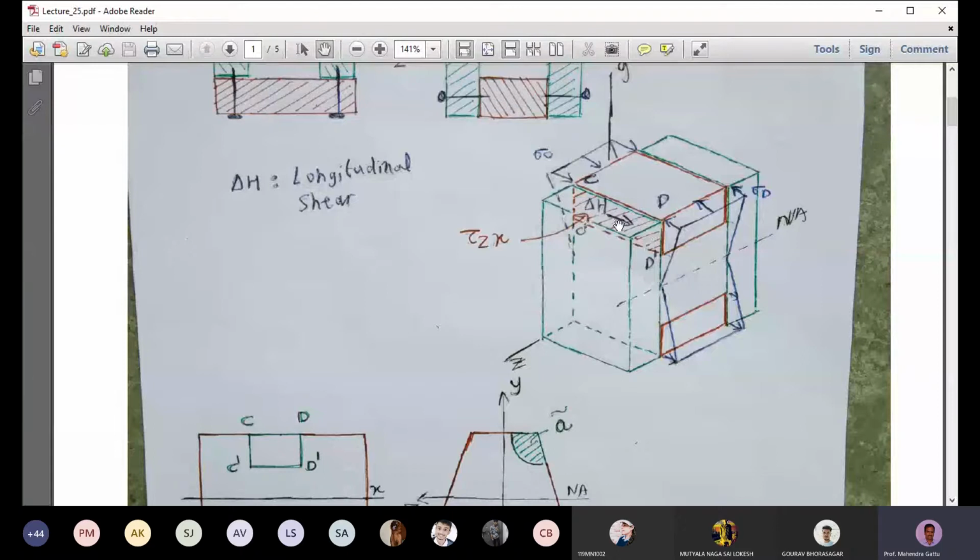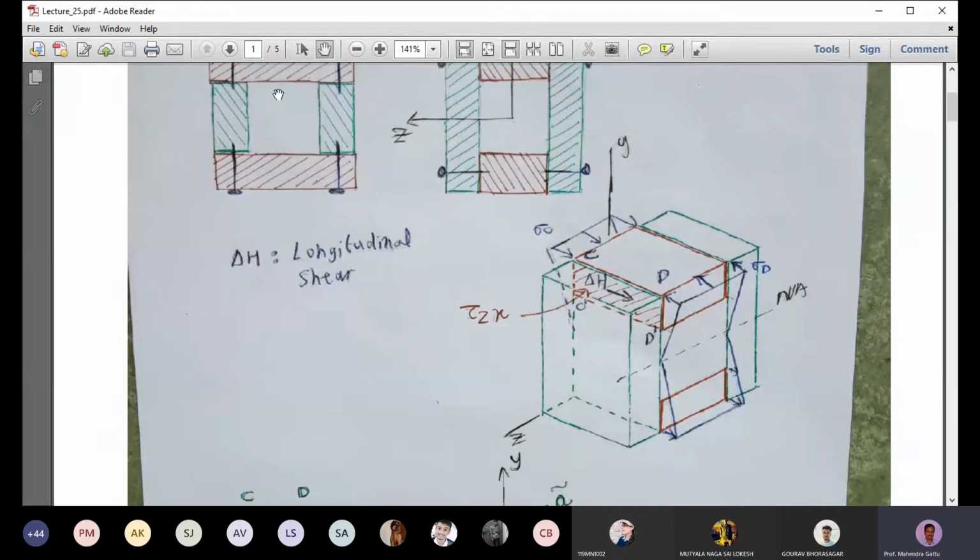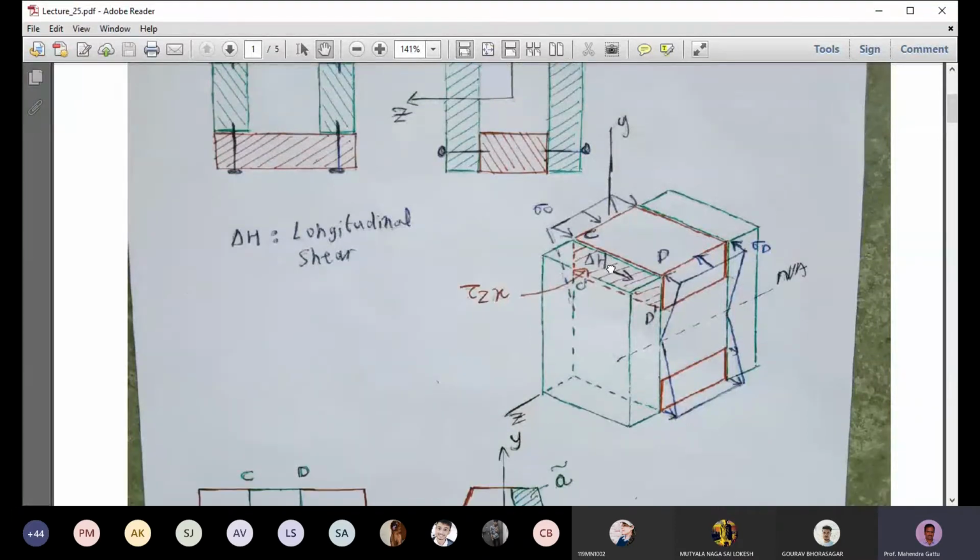This horizontal shear can also be called the longitudinal shear. Previously in this beam, the shear was acting on the bottom portion, but here there is no bottom portion; it is left free. So there is no shear stress at the bottom of this mid beam, but there is shear on this side portion. Similarly, on the other face there is also some shear. The total shear, let's denote it by ΔH. We want to find this ΔH.